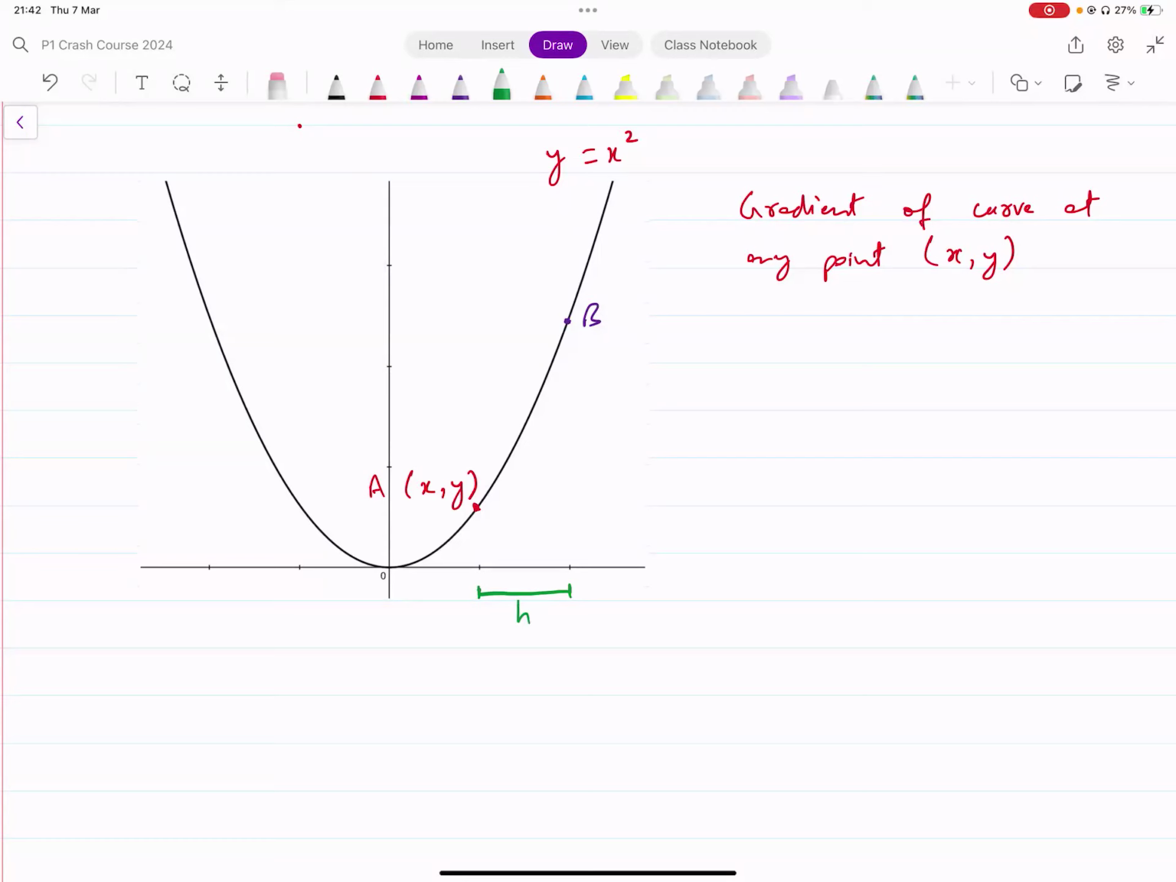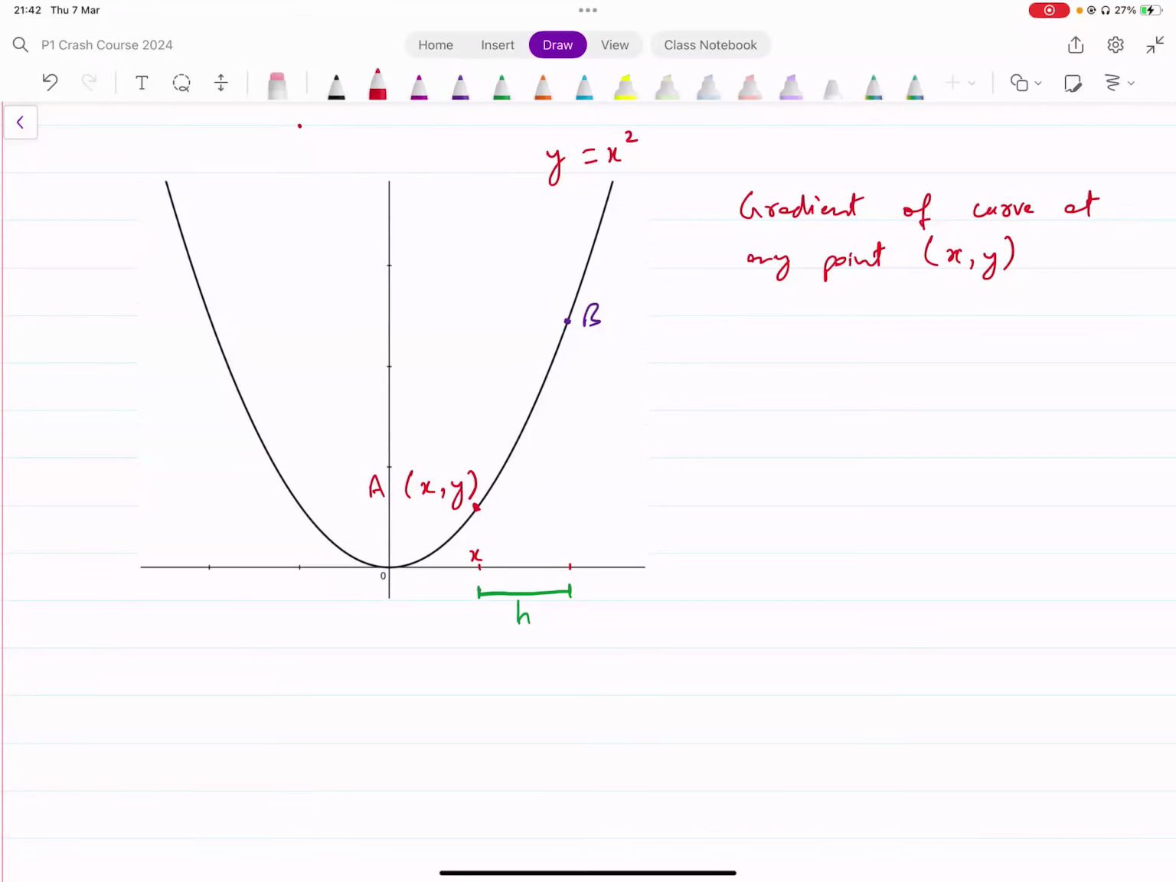Okay, it could be some other letter as well. It's just by convention that we use h here. We're saying these 2 points horizontally are h units away from each other. Okay. Now, if the x coordinate of the first point was x, what about the x coordinate of the second point? Can you think of that? If the x coordinate of the first point was x, what would be the x coordinate of the second point in this case?